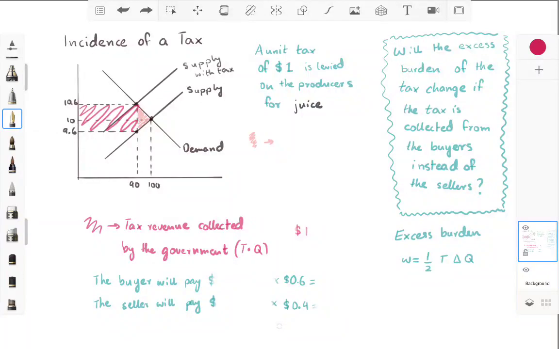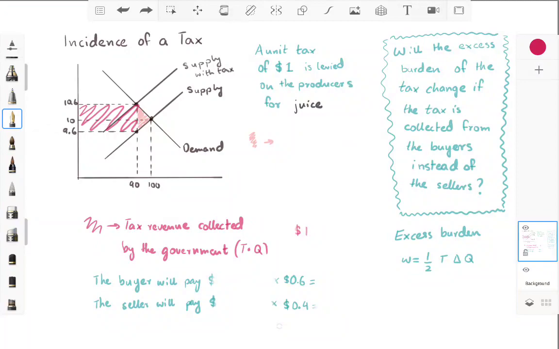Hello everyone, in this video we'll be going over what the incidence of a tax is and also how to calculate the burden of the tax shared by the consumers and the producers, as well as the excess burden of the overall tax.